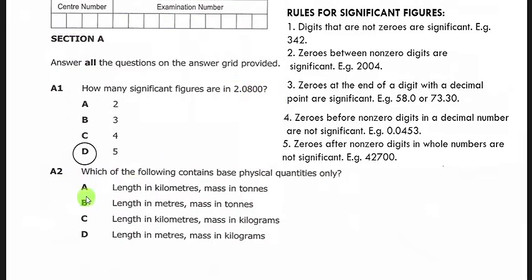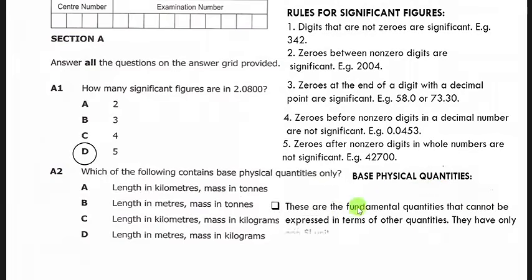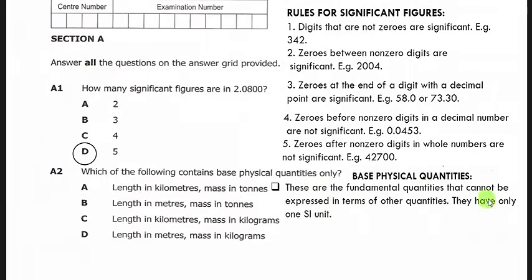Question number 2 says: which of the following contains base physical quantities only? You need to understand what base quantities are, guys. These are the fundamental quantities that cannot be expressed in terms of other quantities. They have only 1 SI unit. They cannot be described by other quantities, and they only have single SI units.